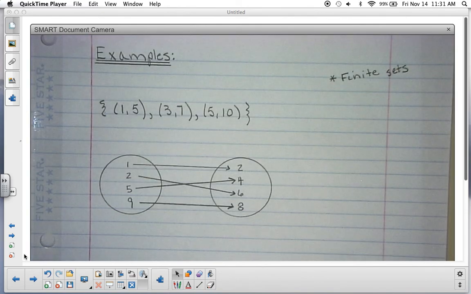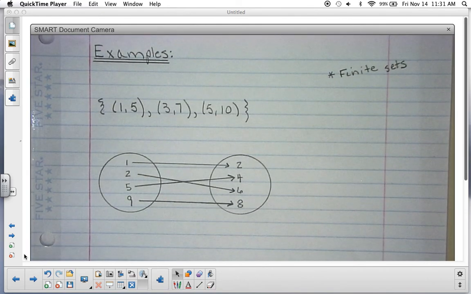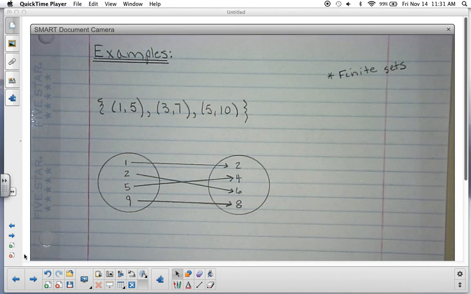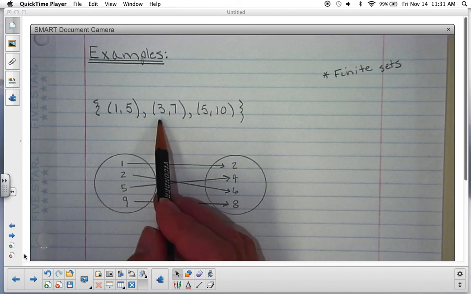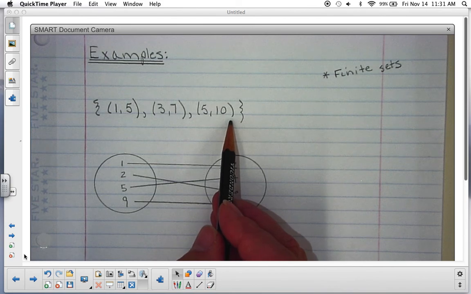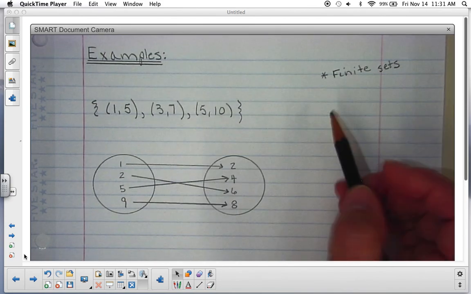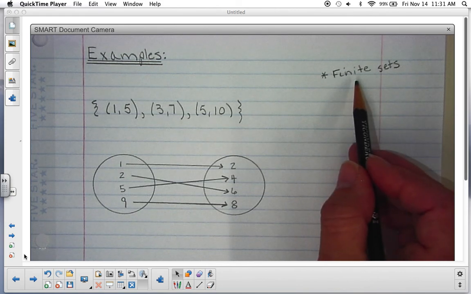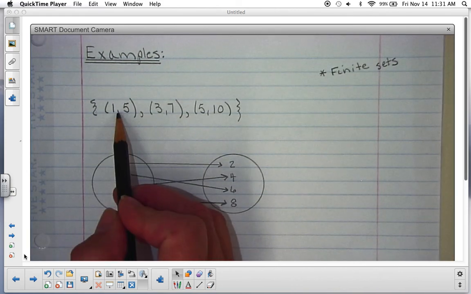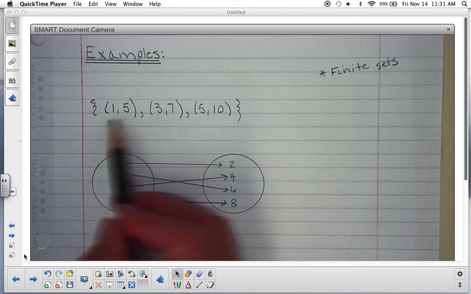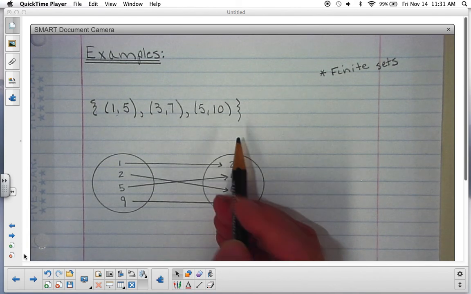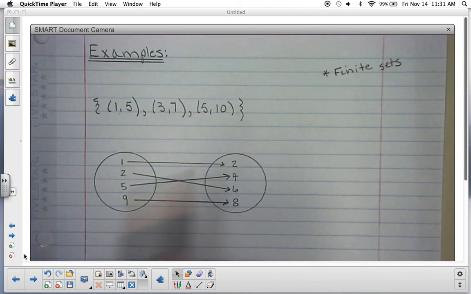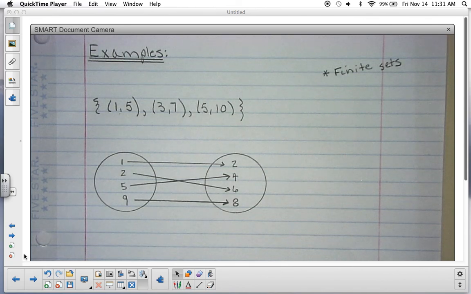My first examples are just some ordered pairs. The first one here, this 1, 5, 3, 7, 5, 10, those are just 3 ordered pairs. Now over here I wrote finite sets. Finite means there's a particular number of ordered pairs that you can count. There's 3 elements in this relation. So it's a finite number, just 3. So let's go ahead and list everything that we have to list.